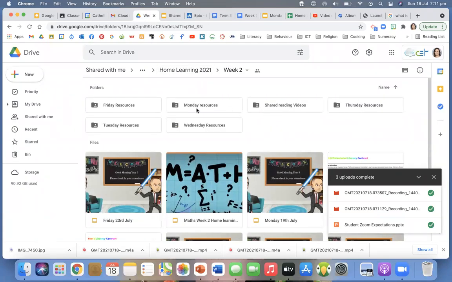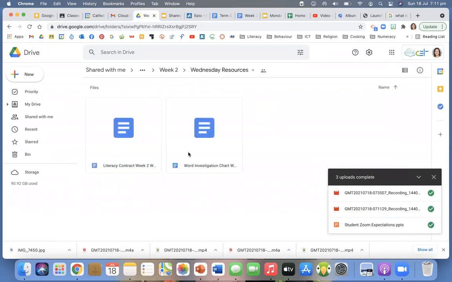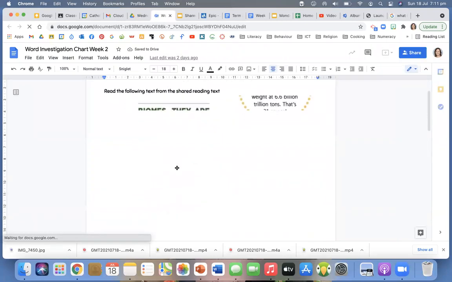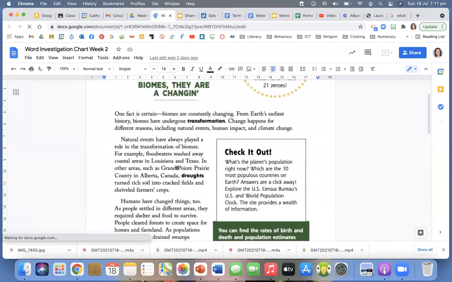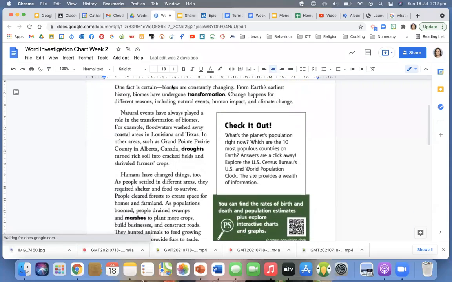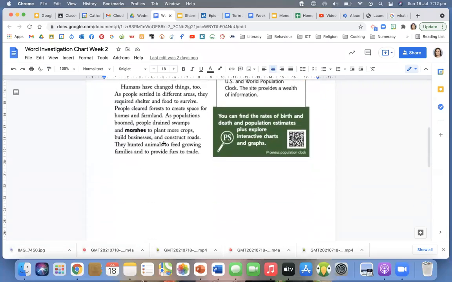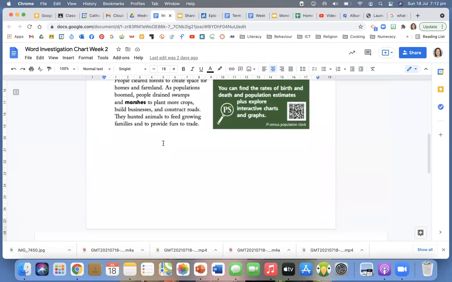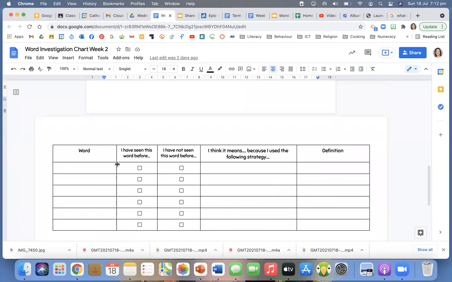I'll just show you. Today is Wednesday. Here's our word investigation chart. This will be on your Google Classroom. So here's a piece of text from another ebook that I found that has some tricky words in there. So I want you to go down underneath here, and once you've read through it, identify those tricky words, write the word in here.